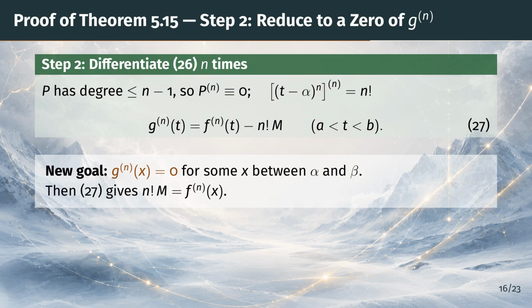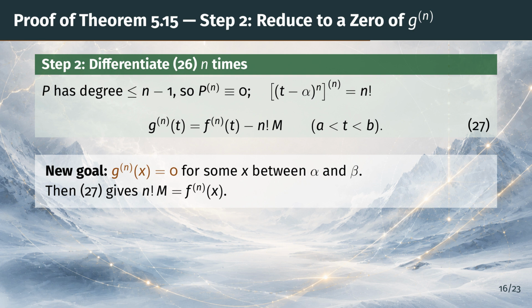Step 2. Differentiate the definition of g a full n times. The polynomial p has degree at most n minus 1, so after n differentiations it is wiped out completely. The correction term is M times t minus alpha to the power n, and differentiating that power n times leaves the constant n factorial. The result is equation 27. The derivative of order n of g equals the derivative of order n of f minus n factorial times M at every interior point. Look what this does for us.